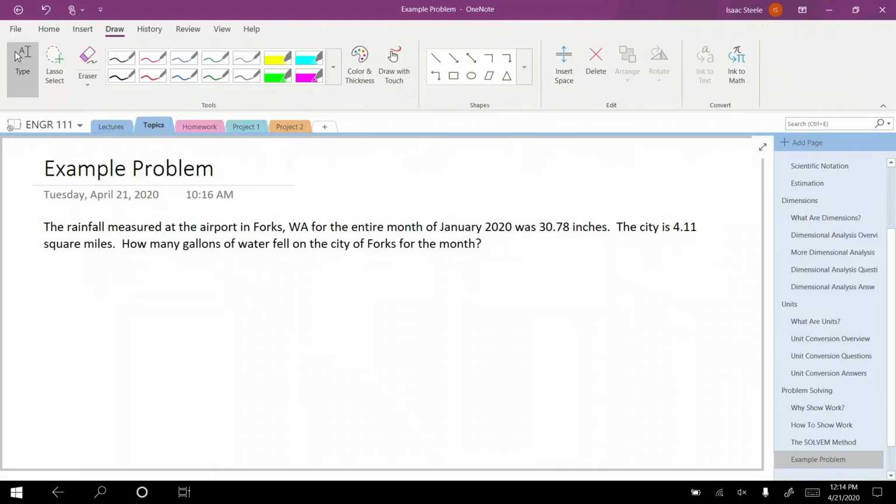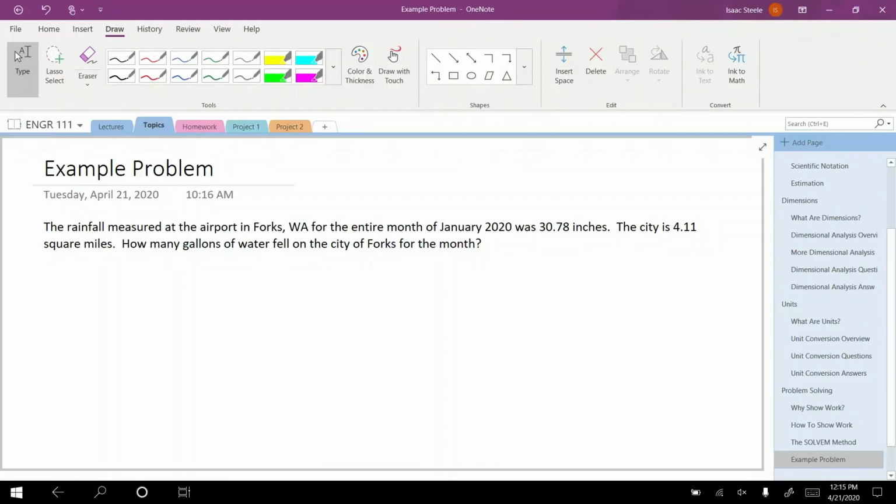So the problem is: the rainfall measured at the airport in Forks, Washington for the entire month of January 2020 was 30.78 inches. The city is 4.11 square miles. How many gallons of water fell on the city of Forks for the month?